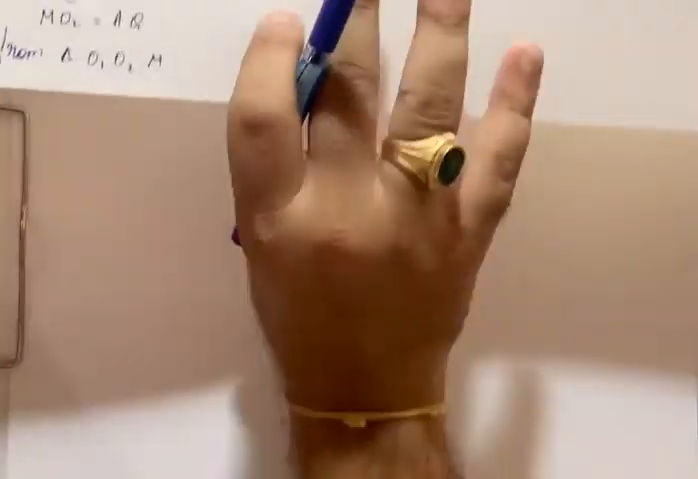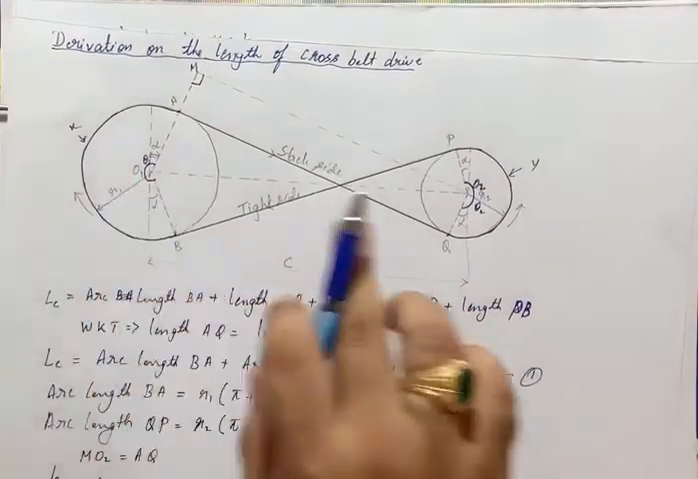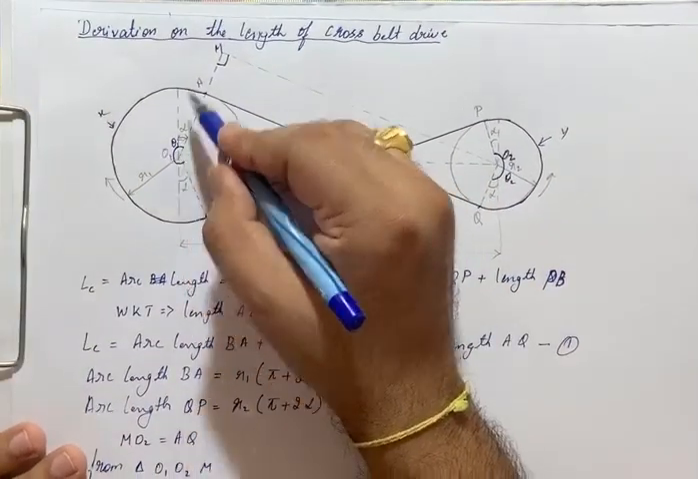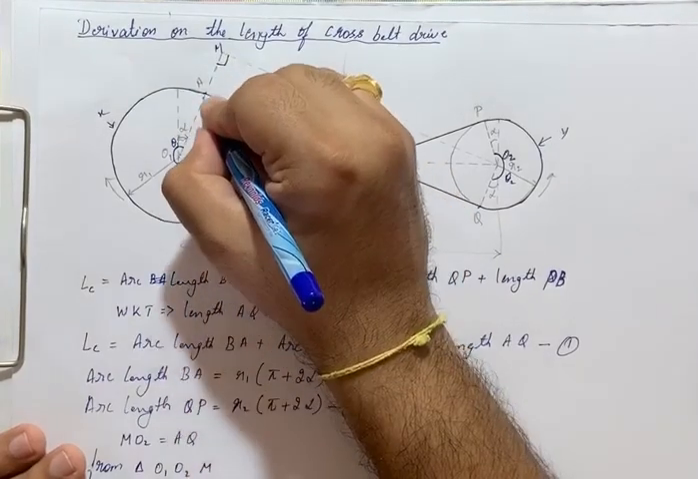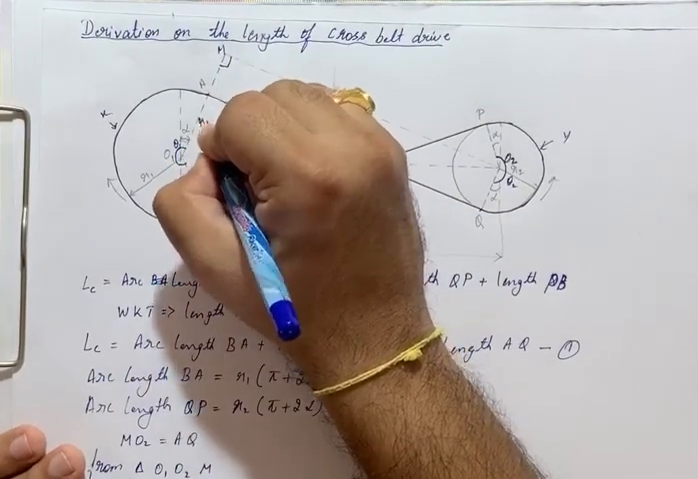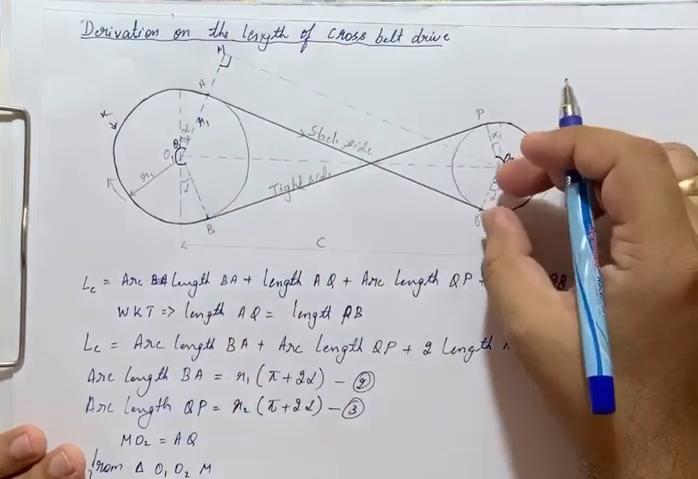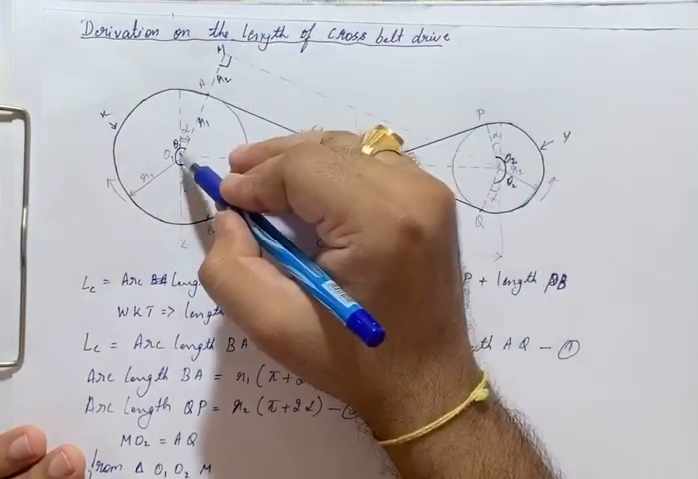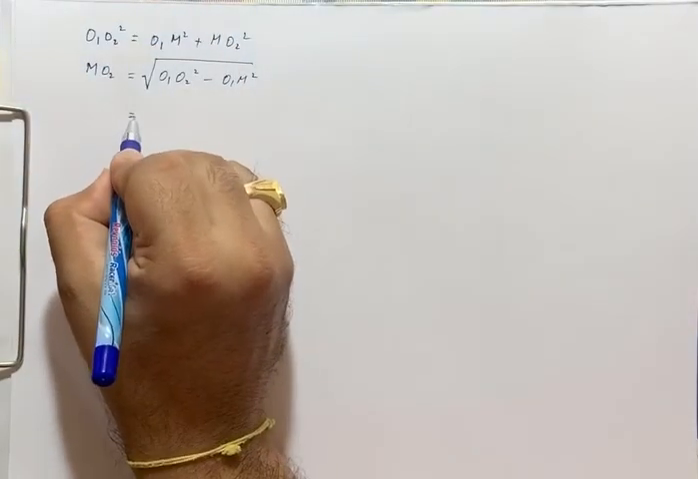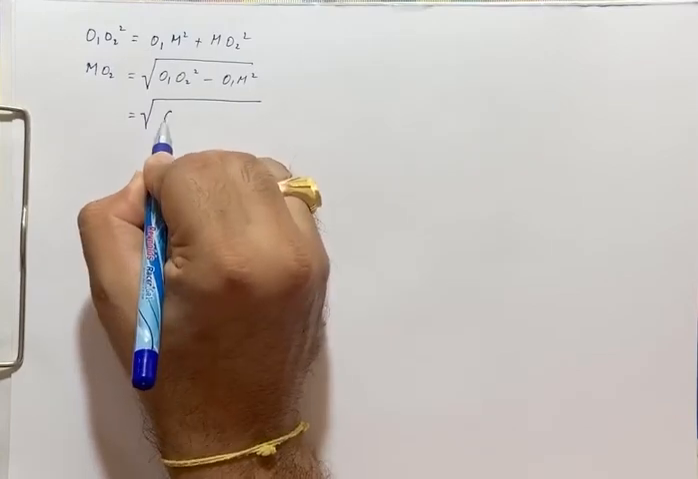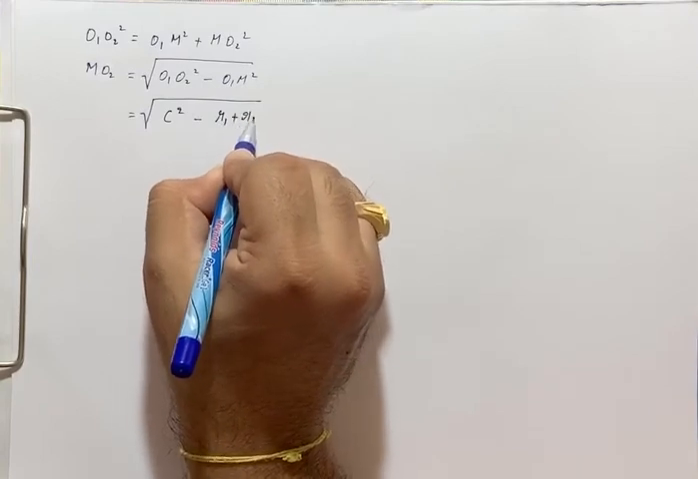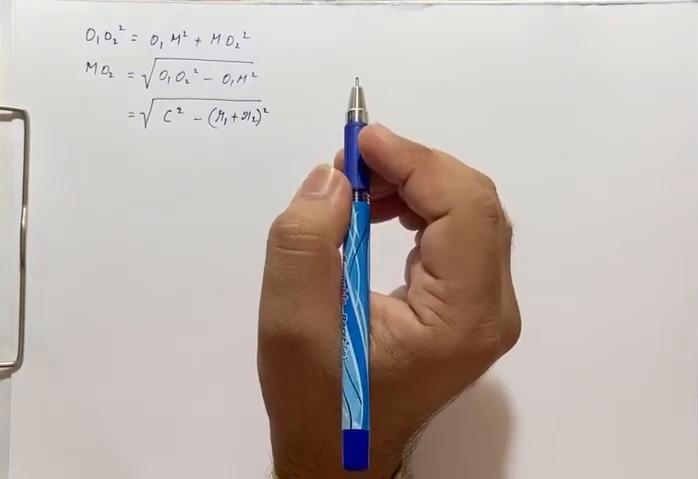Now, what is O1 O2? This is O1 O2, that is distance between the centers, that is nothing but C. Now, after that O1 M, what is O1 M? This length, that is O1 A is R1, right? And then AM is nothing but O2Q, it is equals to R2 here. So, O1 M becomes R1 plus R2 here, right? Now, this I can write as square root of C square minus R1 plus R2 whole square here, right?